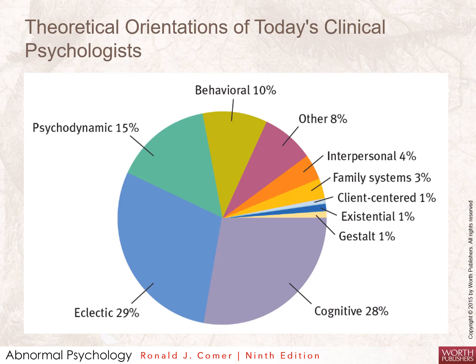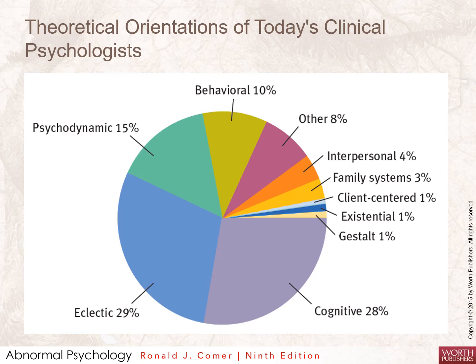Just looking at the theoretical orientations briefly, you can see that the majority of people are cognitive, and you see a big chunk of behavioral, and you can really combine those into cognitive behavioral. That's about 38%. That's a huge chunk of clinicians that are cognitive or behavioral or cognitive behavioral. Eclectic means more than one approach. So that can include cognitive behavioral and other approaches as well. That's 29%. So over half are either CBT or multimodal.